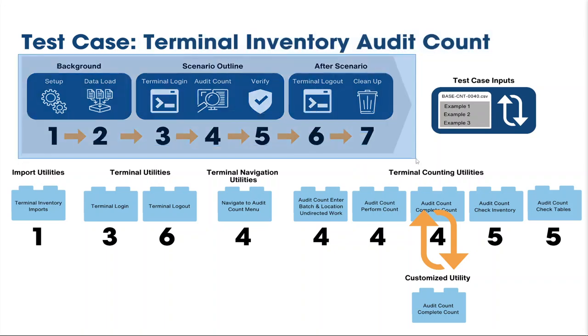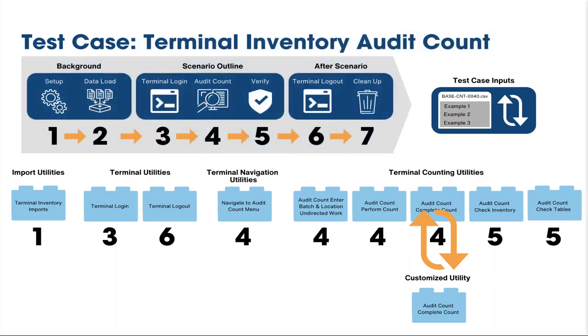This top gray section represents the test case itself. The test case will proceed from steps 1 all the way through step 7. As you know, a feature file can be structured into a background, which executes before any scenarios within the feature file, a scenario outline, which executes once for each row of data it is fed, and an after scenario, which executes after any scenarios within the feature file.